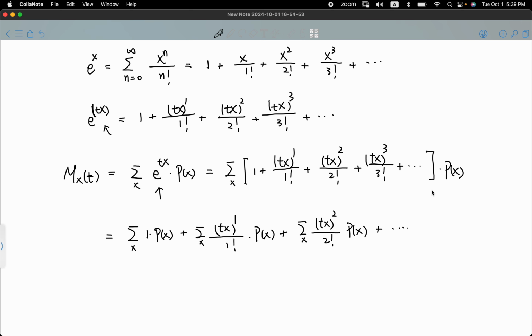Okay, so what we did here is just replace the e raised to the power of tx with the infinite sum, and then we end up with this expression.